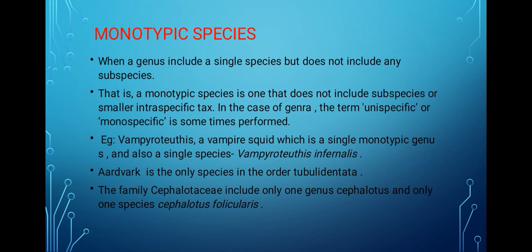Vampyroteuthis is a vampire squid with a single monotypic genus and also a single species. Aardvark is the only species in the order Tubulidentata. The family Cephalotaceae includes only one genus, Cephalotus, and only one species, Cephalotus follicularis.